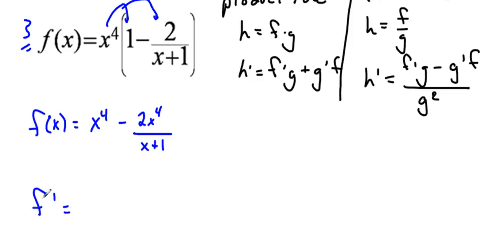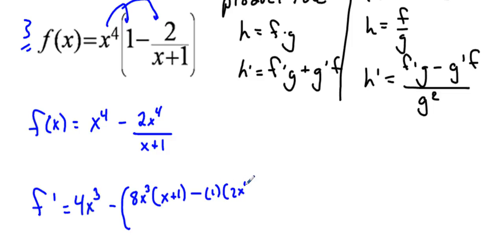I'm going to take the derivative of this, so I'm going to label this f prime. We're going to use the power rule here. We take the derivative of x to the fourth, which is 4x to the third. And now here, I'm going to use the quotient rule. So, minus the derivative of the top, which is 8x to the third, times the bottom, which is x plus 1, minus the derivative of the bottom, which is 1, times the top, which is 2x to the fourth, all over the bottom squared. So we have the quantity x plus 1, squared, and that is what we got.